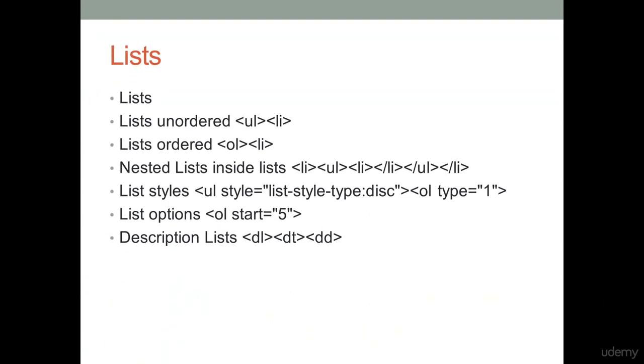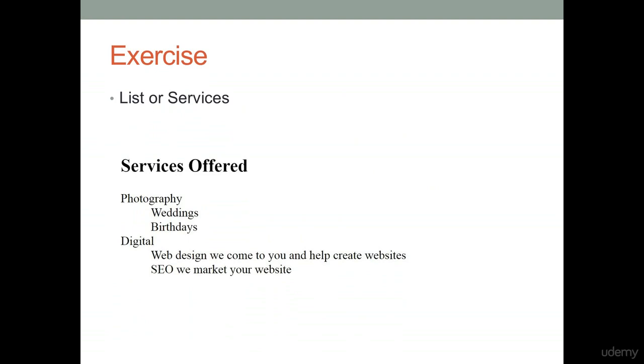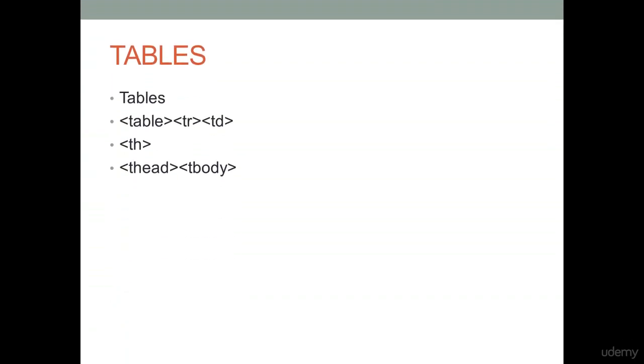Then we're going to jump into lists. So lists allow us to categorize our content better. So a number of different options for lists. We're going to be reviewing those. And then we're going to come to an exercise to create lists of services that could be offered on our hypothetical website. So how to select a list to use and how to create those lists.